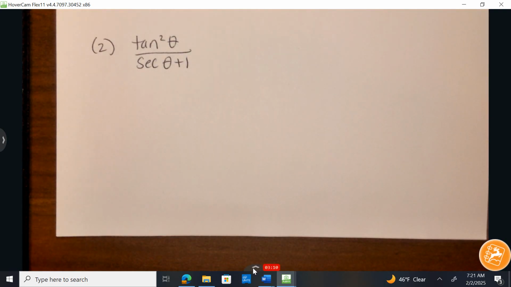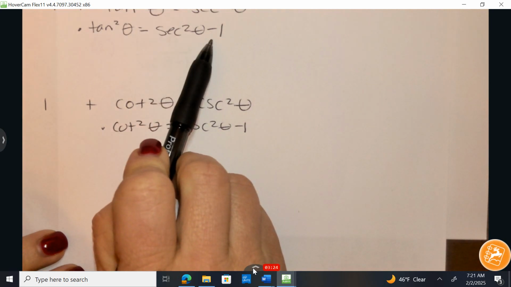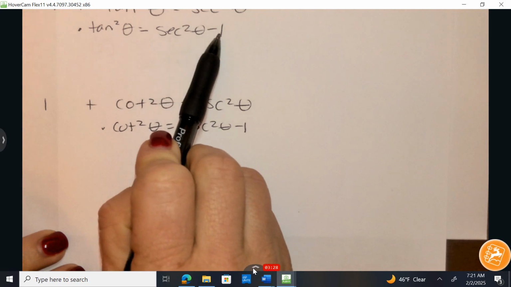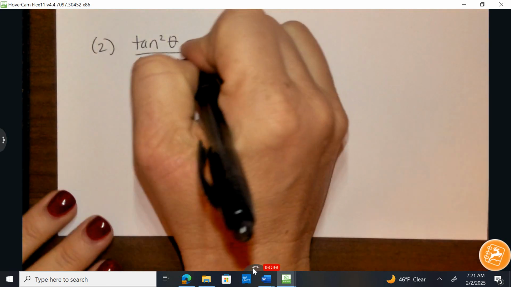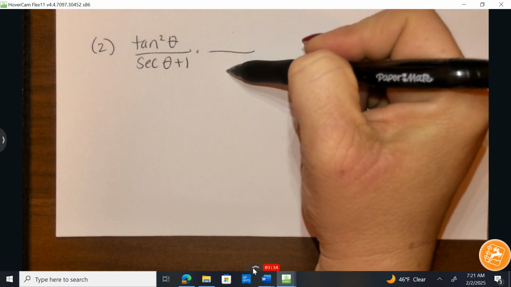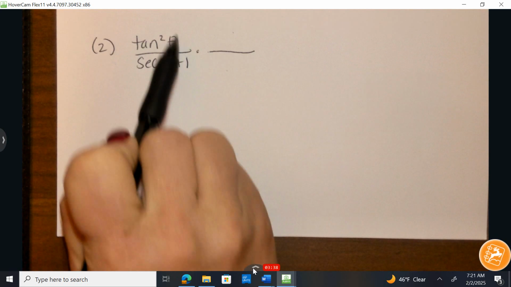Example number 2: tangent squared theta divided by the quantity secant of theta plus 1. Now I recognize that secant theta plus 1 could be turned into secant squared theta minus 1 by multiplying by the conjugate. That may seem complicated. Take a look. Remember, if I multiply the numerator and the denominator by the exact same quantity, it doesn't change the value of this original fraction.